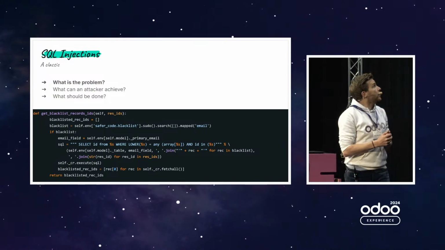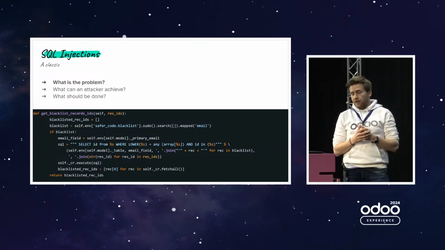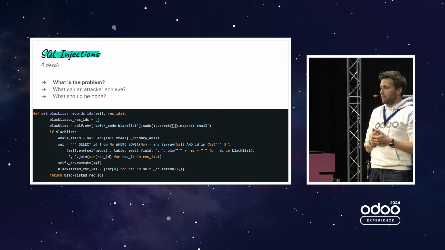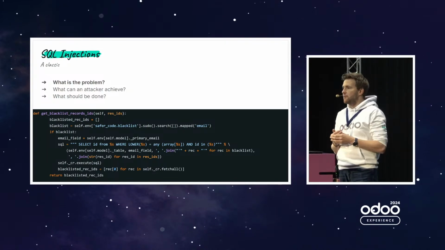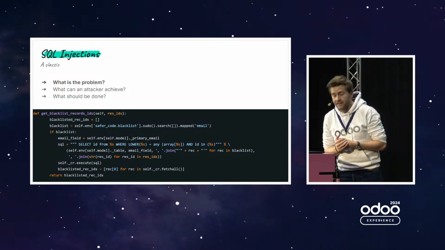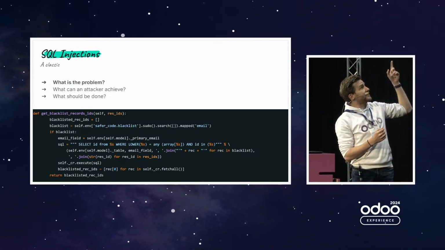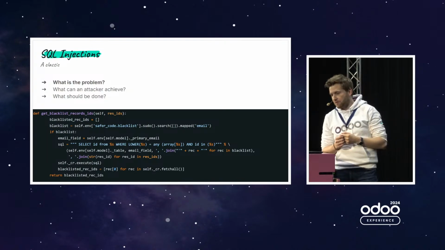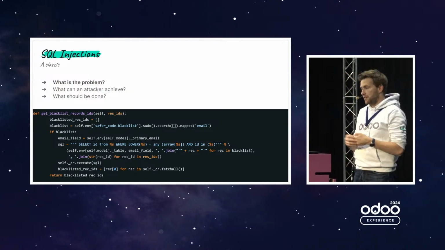Then the SQL which is crafted is not using the query parameters. It's directly using the Python templating, so there is no escaping at all. In this case, the res IDs that we can arbitrarily pass can be used to inject SQL.